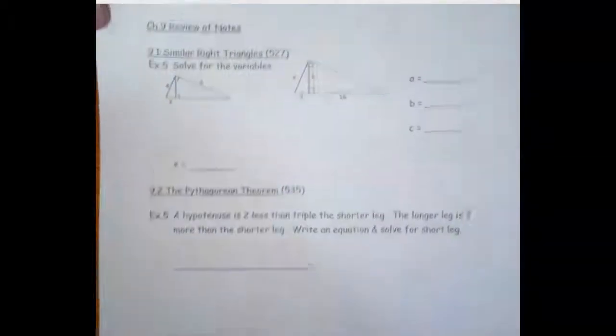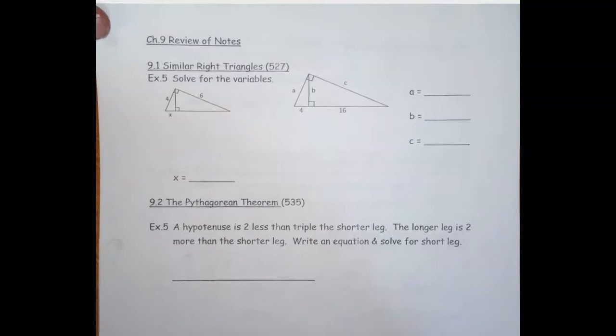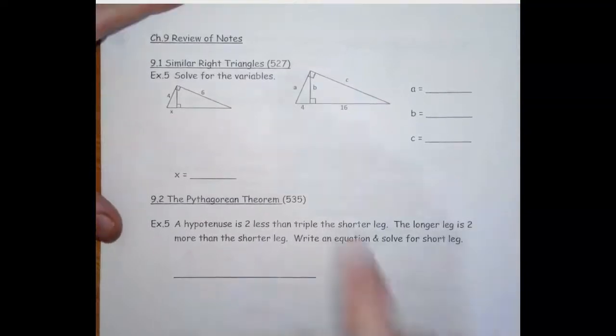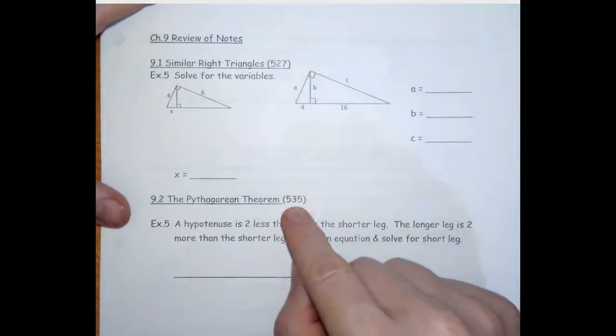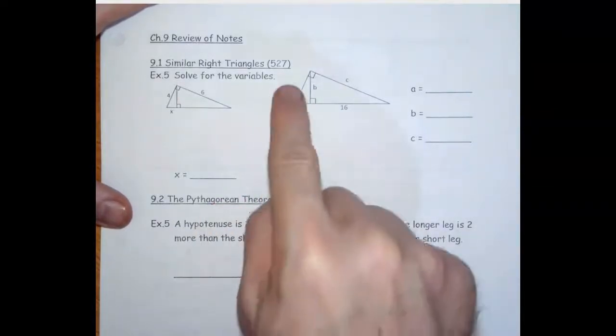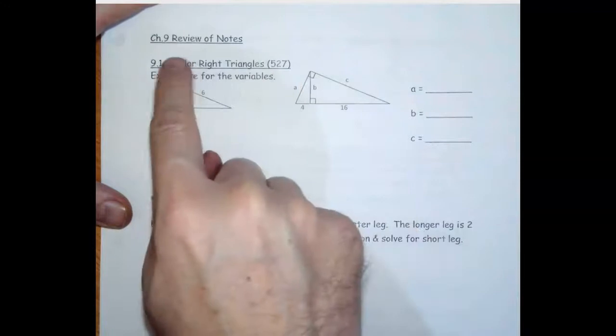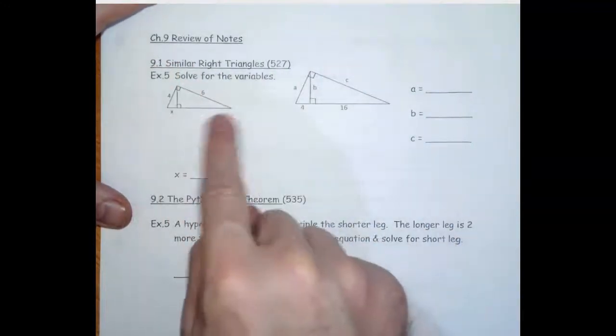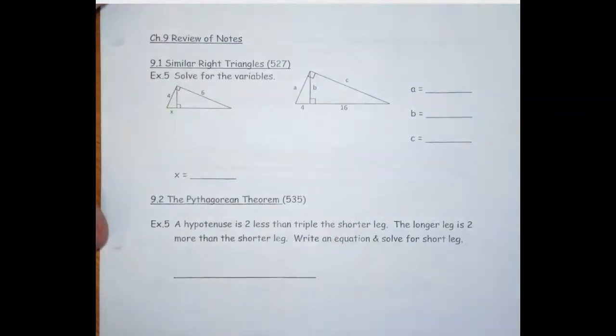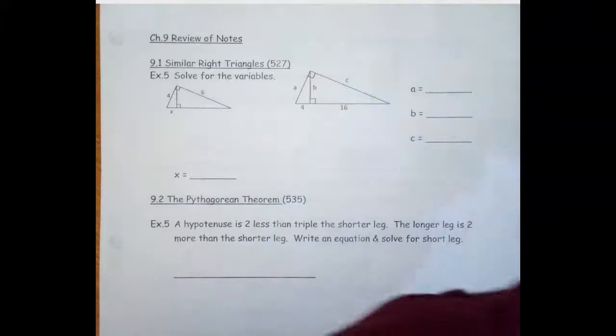So real quick, we're just going to review some stuff from chapter 9. These examples are all in your notebook already, although that's the page number of the section actually, not the page number of the notebook. But it's in 9.1, example number 5. This is the same question, if you need to look those up.